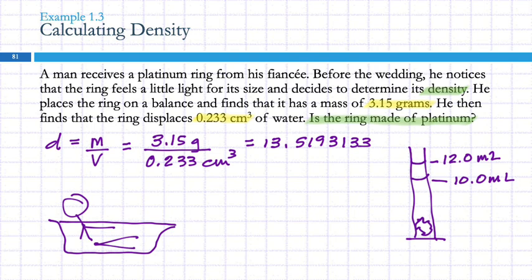Okay, we already learned about significant figures, right? How many significant figures does 3.15 have? 3. How many does 0.233 have? Also 3. So our answer here, we're dividing, so the answer should have the same number of sig figs as the number with the fewest. They both have 3. So our answer should have 3 sig figs, right? So I'm going to keep 1, 2, 3. I'm going to keep up to this one.